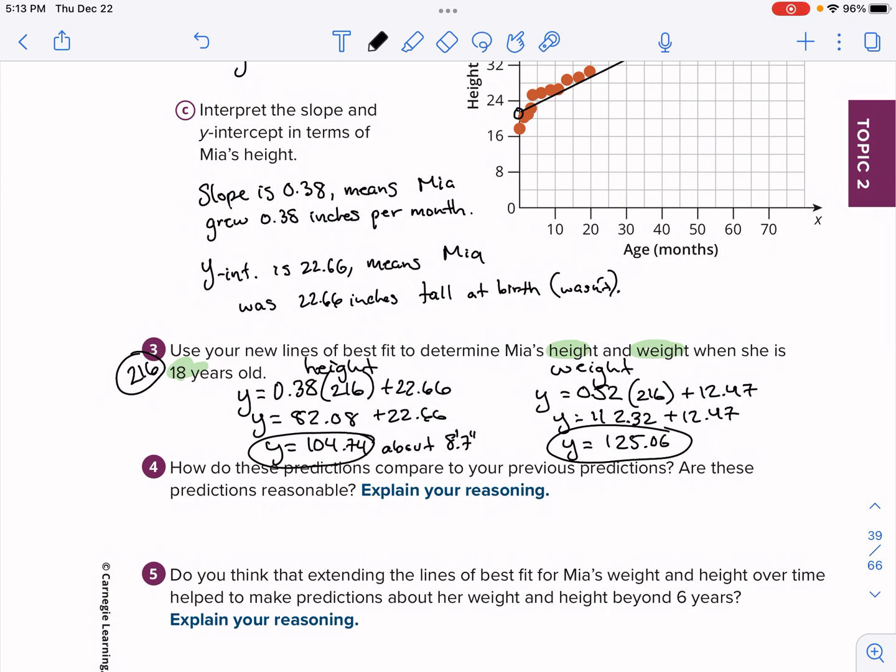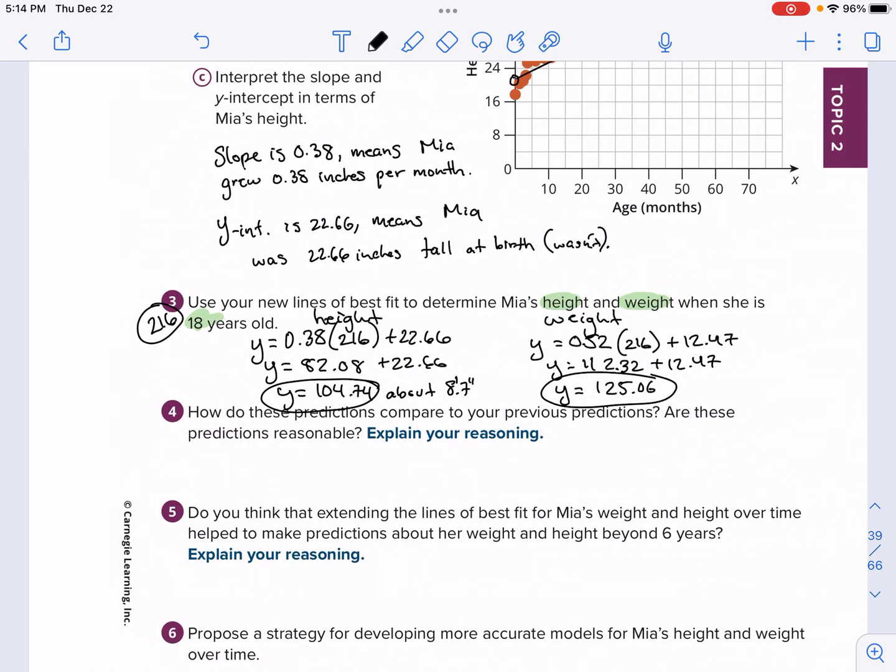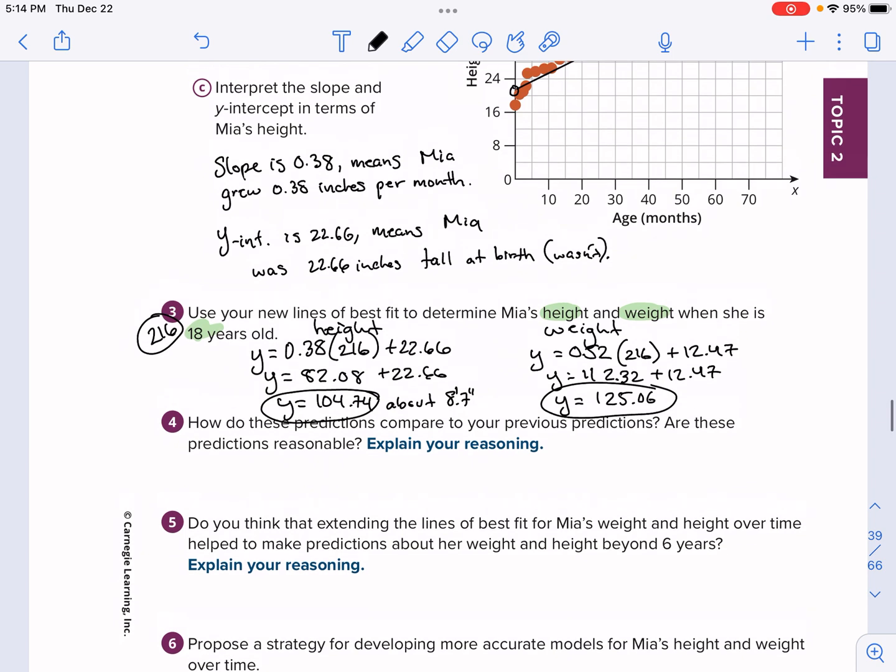So number 4, how do these predictions compare to your previous predictions? Are these predictions more reasonable? I think last time we had Mia at 18 years old with a height of 12 feet, and her weight was like 190 pounds. So that was a lot in both senses. So this, maybe it's not exact, but we're going to say that this is probably more reasonable.